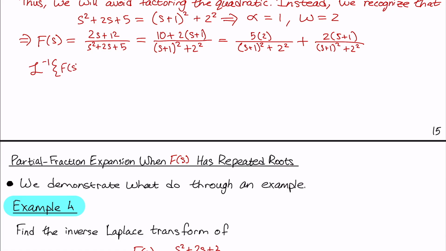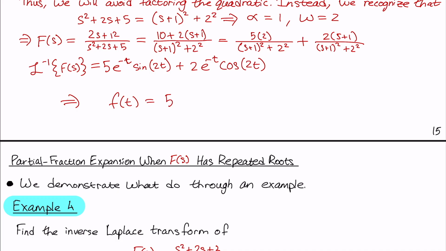So the inverse Laplace transform of F of s is going to be equal to, this first term is going to give us the damped sinusoid term. So we'll get 5 times e to the minus t times the sine of 2t, plus, and the second term gives us the damped cosine. We'll get 2 times e to the minus t times the cosine of 2t, such that our time function f of t is equal to 5e to the minus t times sine 2t plus 2e to the minus t cosine of 2t.